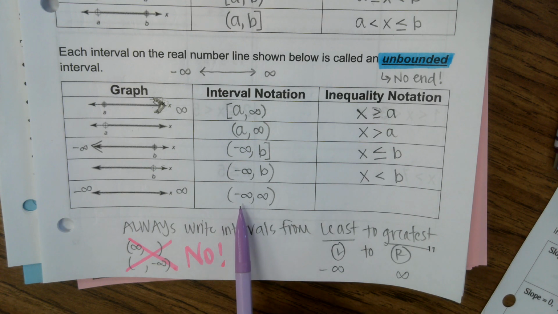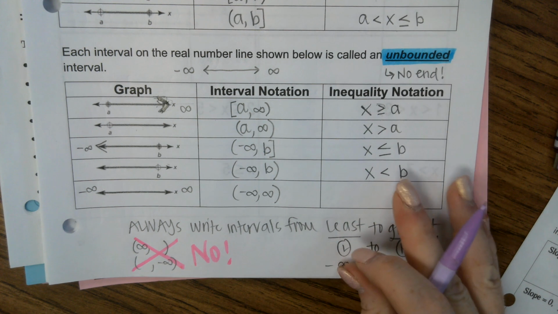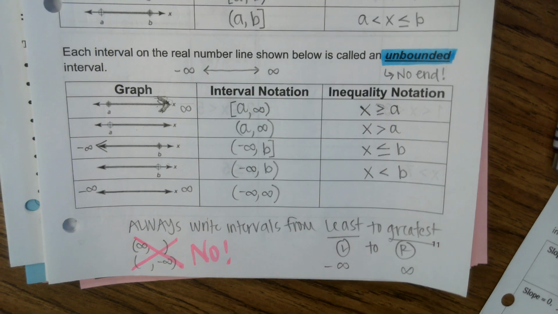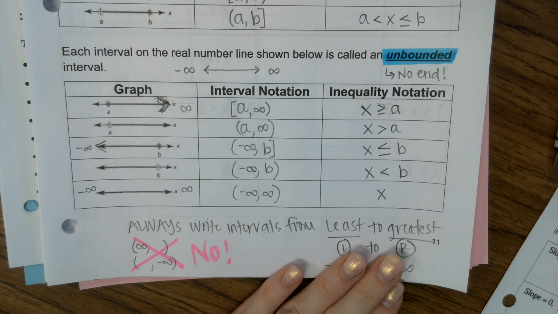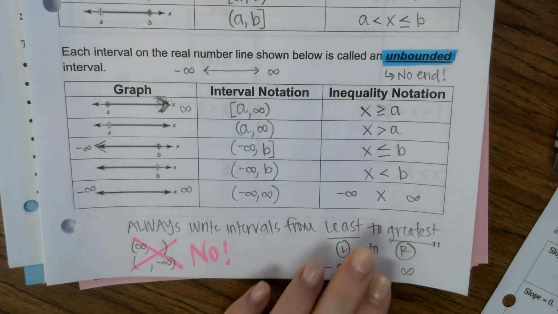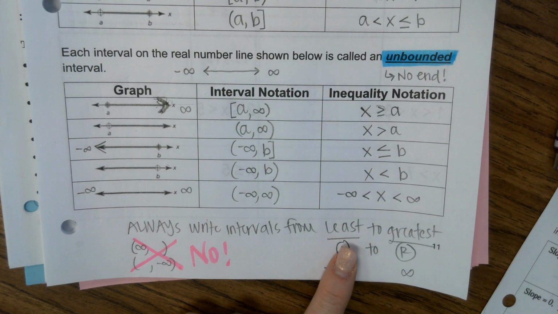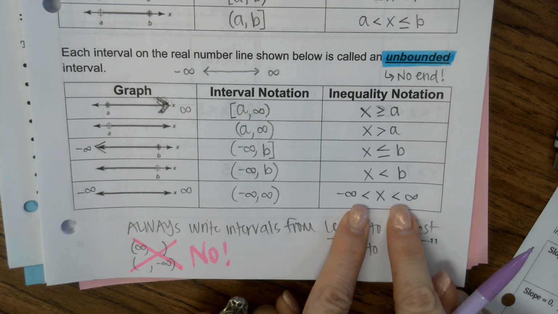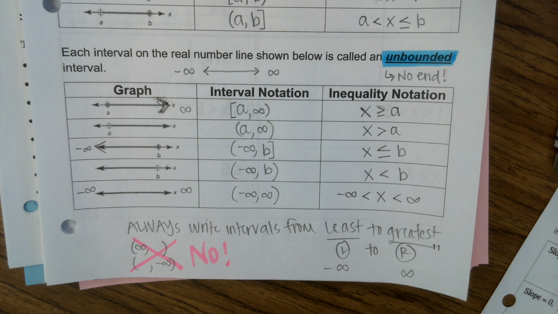Your negative infinity always comes first, and then your positive infinity comes next. Now, if there is no break in here, all of my x values are covered. So right here, I'm going to say that my x values fall between negative infinity and positive infinity. Will I ever include those? No. We will never include those.